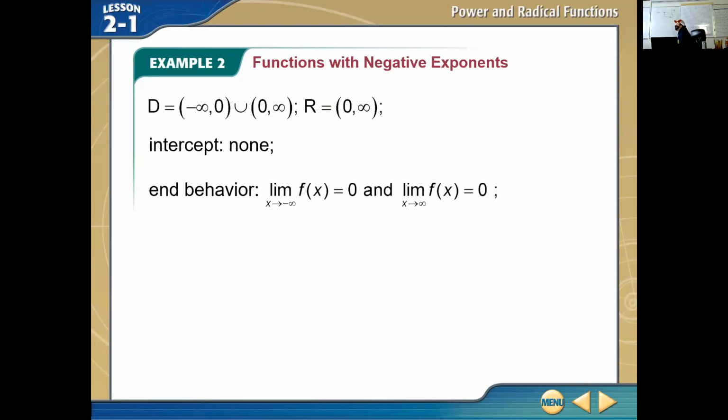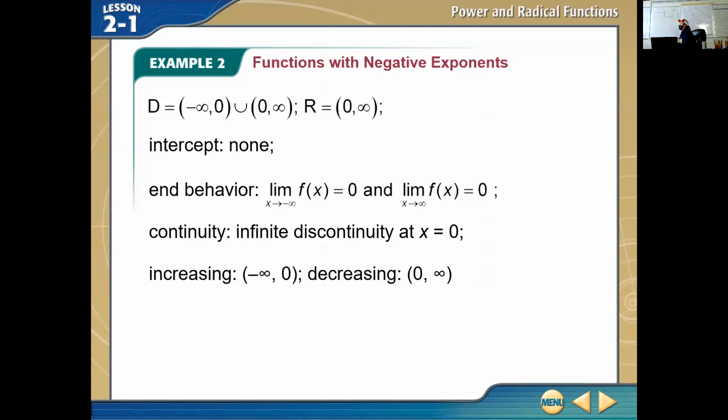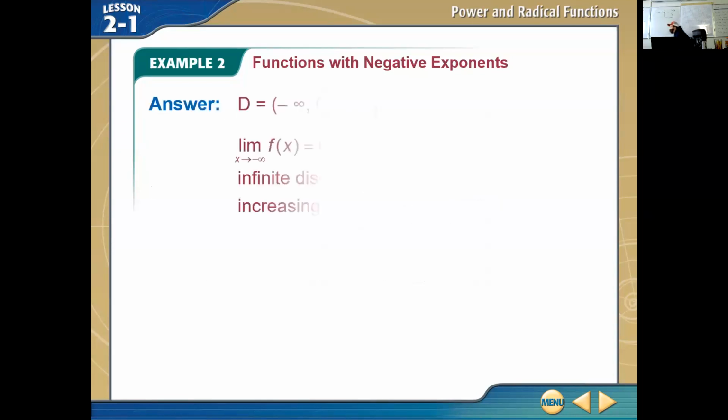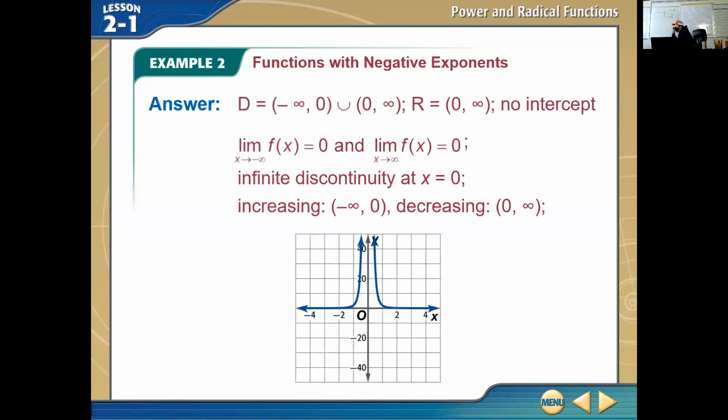In behavior, as x goes towards a negative infinity, f of x is equal to 0. And as x goes towards a positive infinity, f of x is equal to 0. Continuity, infinite discontinuity at 0. That's because when we plug in 0 for x, it's undefined. Increasing from negative infinity to 0, it's decreasing from 0 to a positive infinity. Okay? That's what your graph looks like.